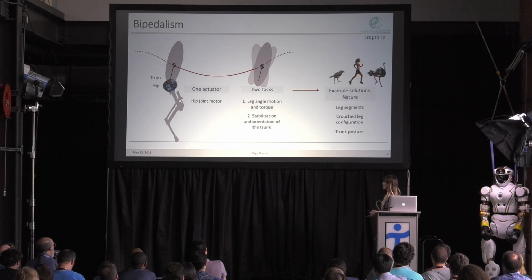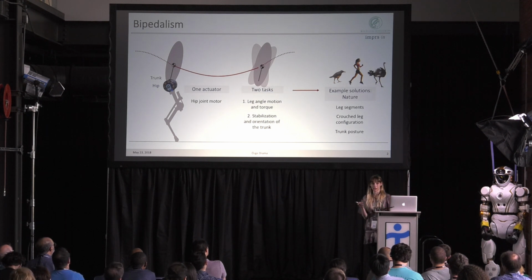And if you look at nature, we are not the only solution. There are many varieties with different numbers of leg segments, different crouchiness of the legs, and different trunk orientations. And today I will be focusing on the trunk posture basically.